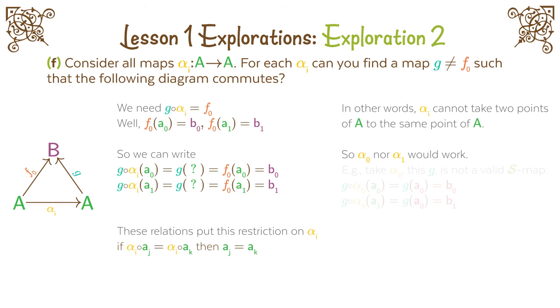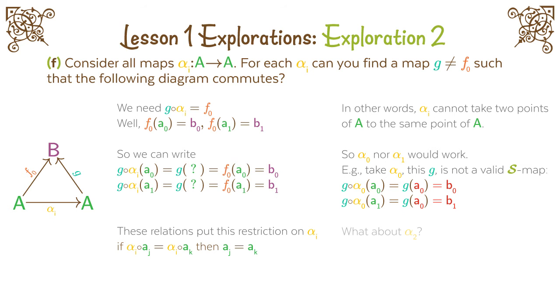Let's take alpha 0 for example, which sends both points of A into A0. The relations then become G following alpha 0 of A0 is equal to G of A0, which is equal to B0, and G following alpha 0 of A1 is equal to G of A0, which is equal to B1. In other words, such a G following this endomap is required to split a 2 cluster into 2 1 clusters, which is impossible in S. Remember we said that the cluster size can increase or remain unchanged via composition but can never decrease? This is why. To decrease any n cluster, where n is greater than or equal to 2, would involve sending one element of the domain to two different elements of the codomain. So we can rule out both alpha 0 and alpha 1 from consideration.